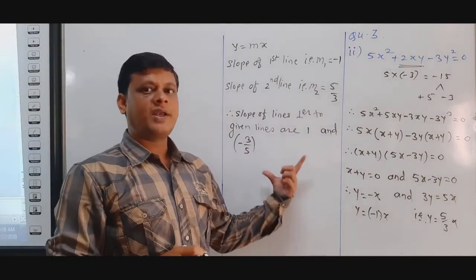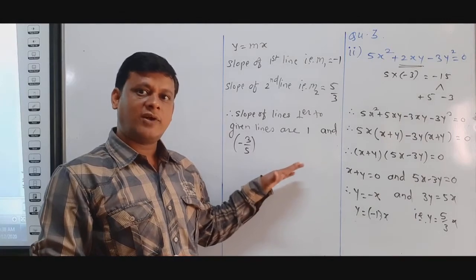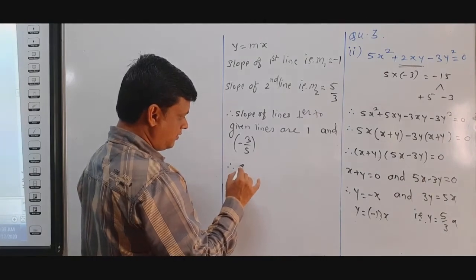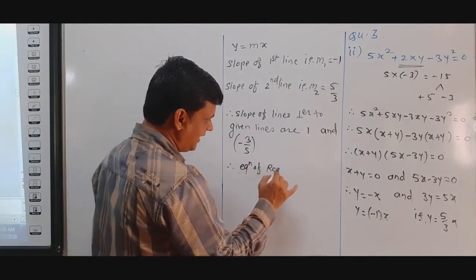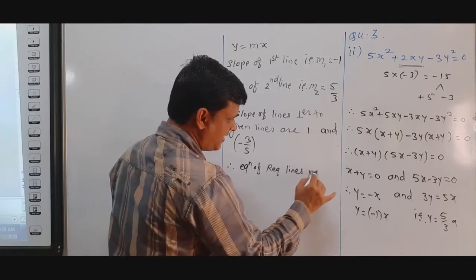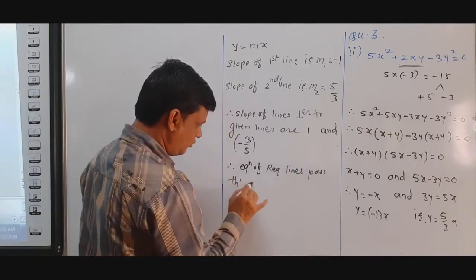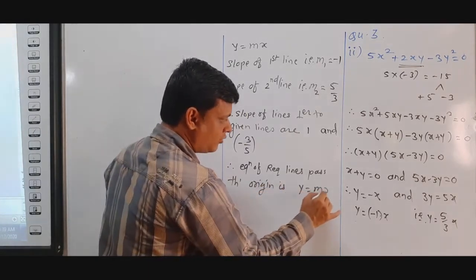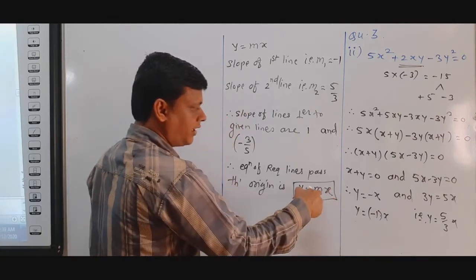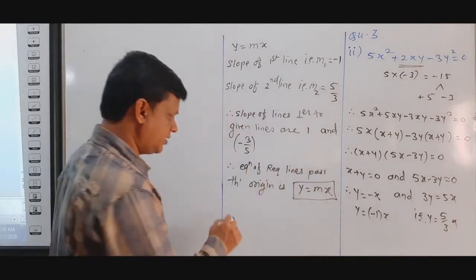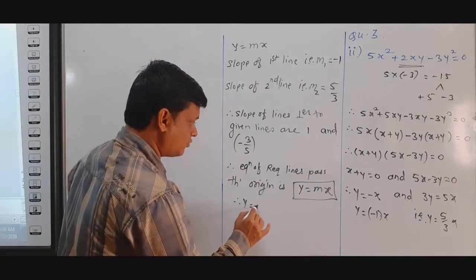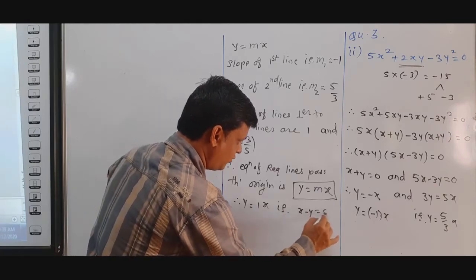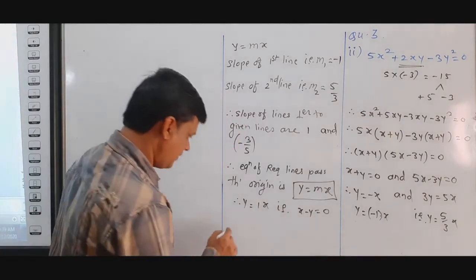Now these are the slope of required lines. So first we find the required lines, then find their joint equation. Therefore equation of required lines pass through origin is, we know the form y equals to mx. So we substitute the value of m as 1 for first equation. Therefore y is equals to 1 into x, that is x minus y equals to 0. This is first line equation.